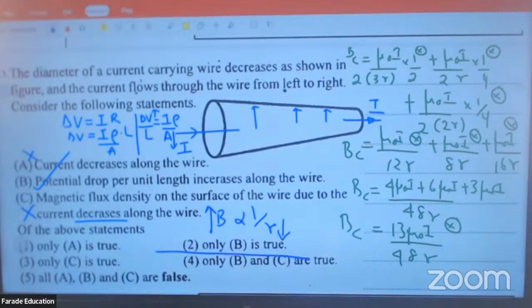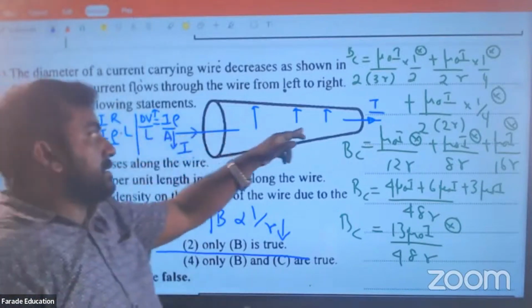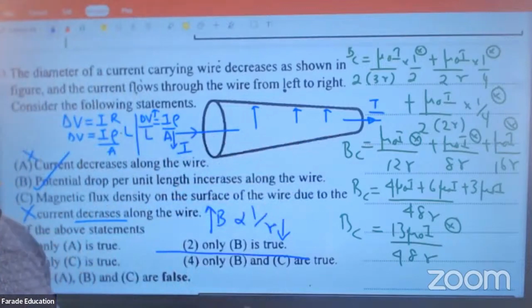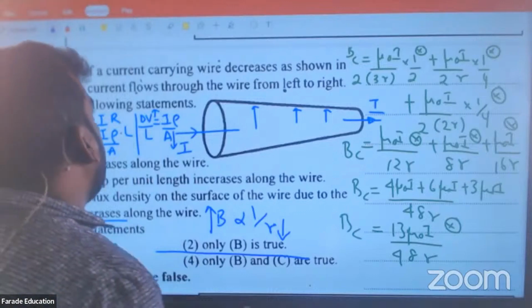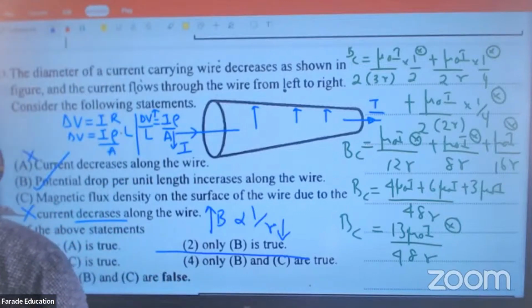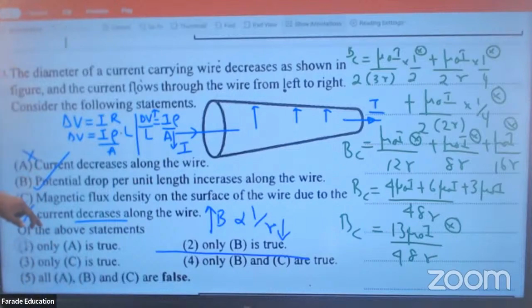So you can see the conditions are written right there. Even if the cross-sectional area changes, the current through the wire will not change.